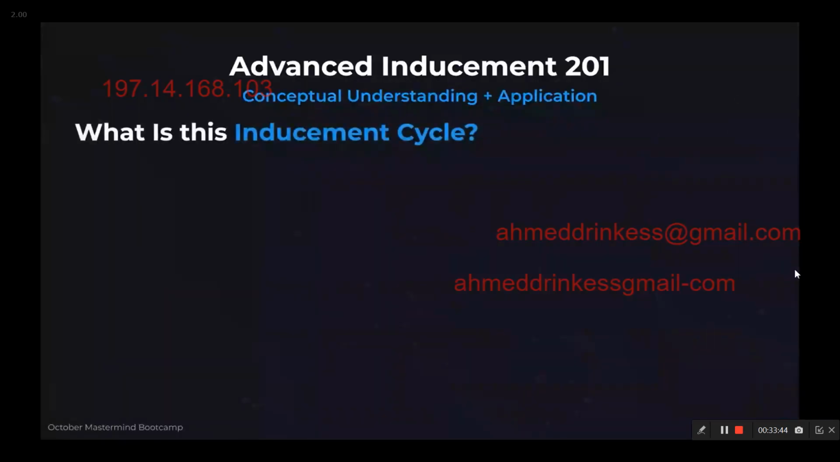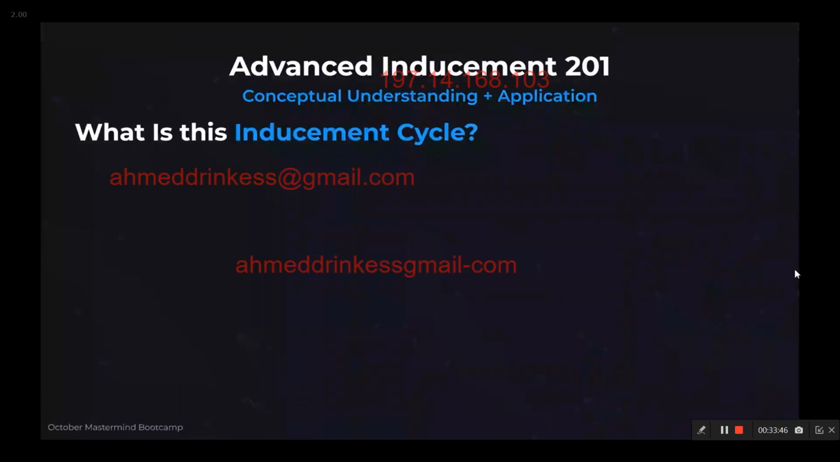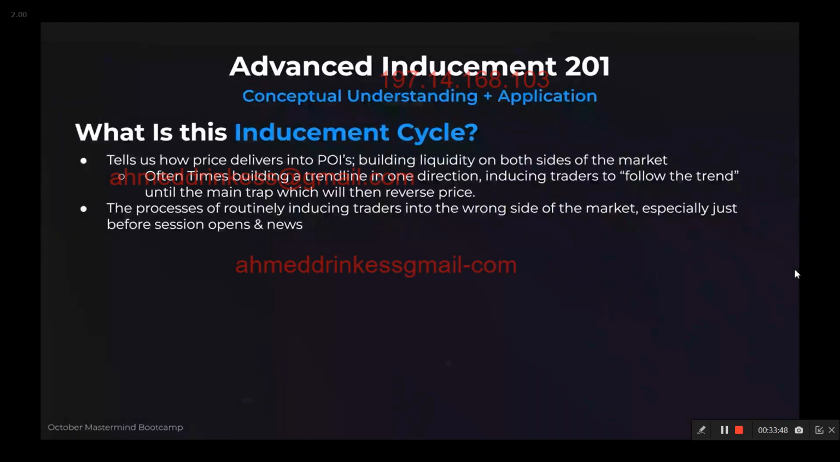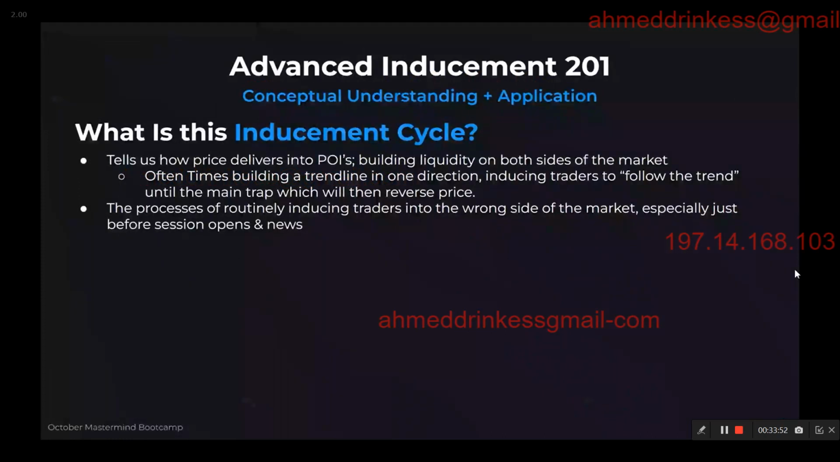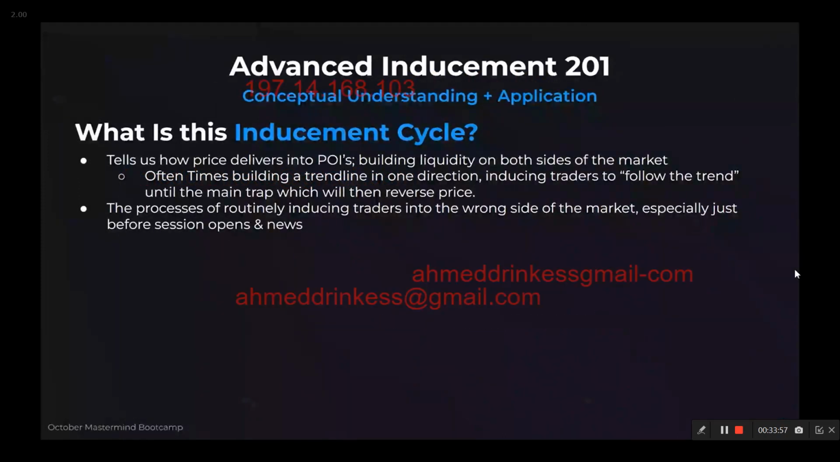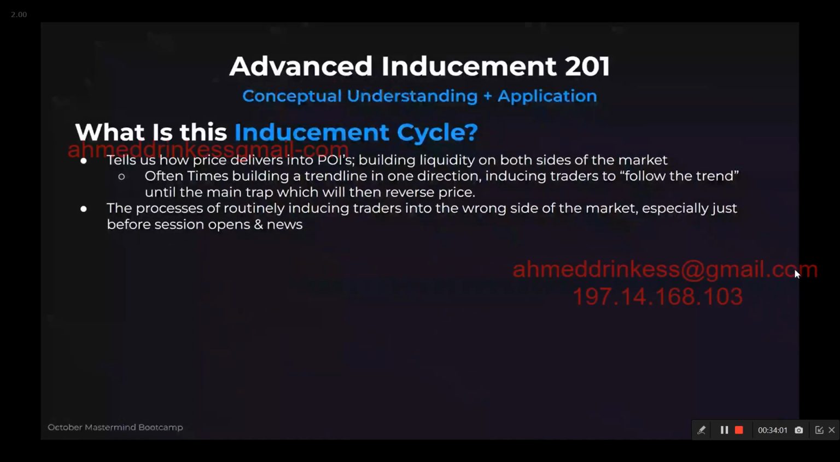What is the inducement cycle? I'm sure many of you guys have heard of it before, or if you haven't, then this is your first time. The inducement cycle tells us how price delivers into our points of interest, building liquidity on both sides of the market, and repeating this cycle of always inducing, collecting, and reversing. Oftentimes what occurs is the trend line is going to be built in one direction, inducing traders to follow the trend until the main trap occurs, and then it's going to reverse price.